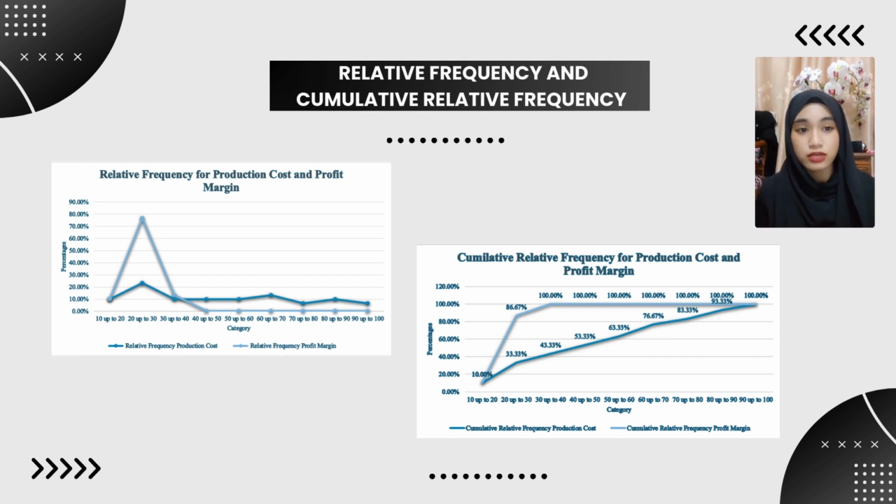For profit margin, the light blue line is relatively flat, hovering around 10% or less across all categories. There is no single category where profit margin dominates. This distribution indicates a consistent spread of profit margin across different ranges without a pronounced spike.